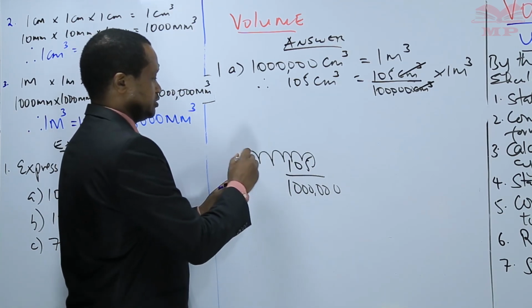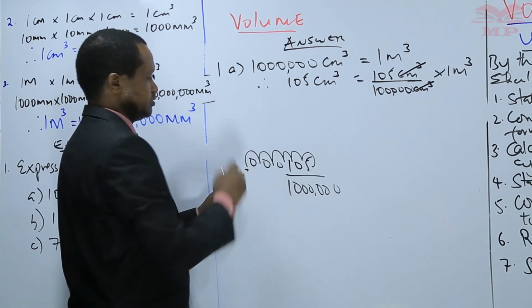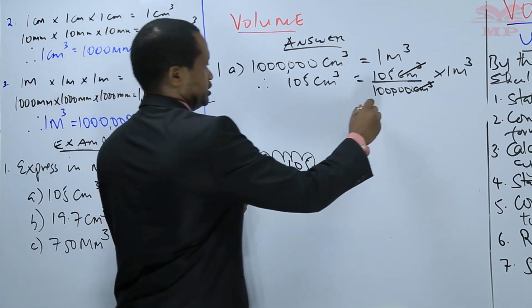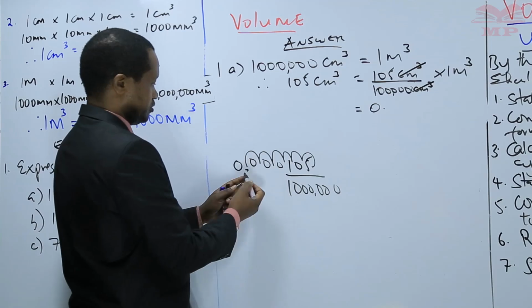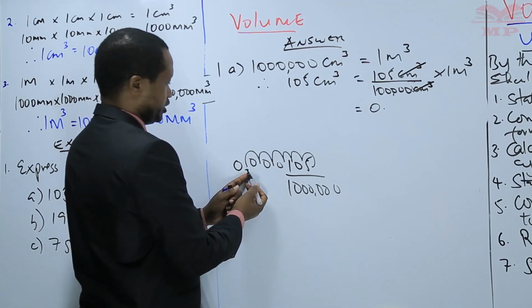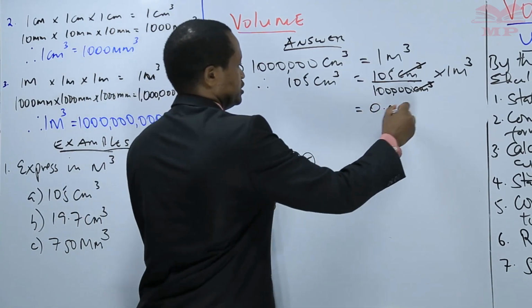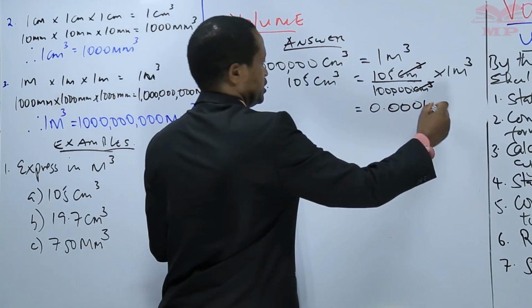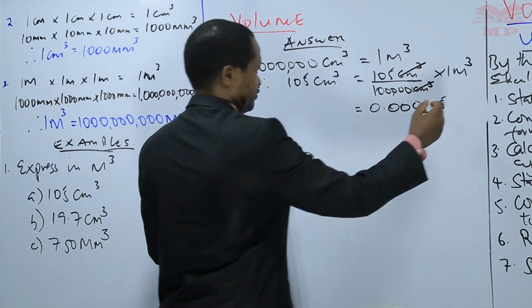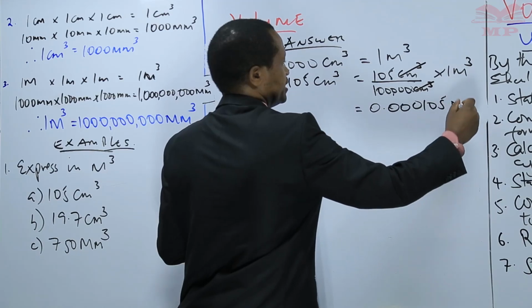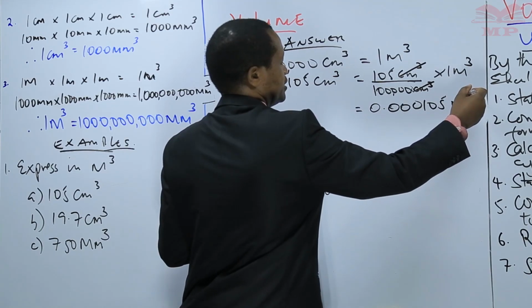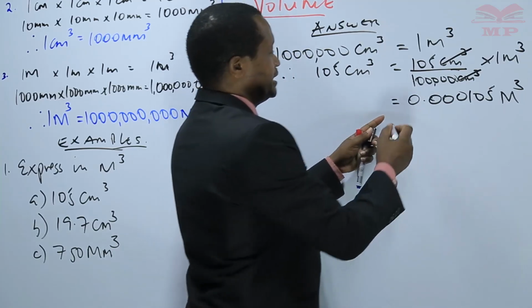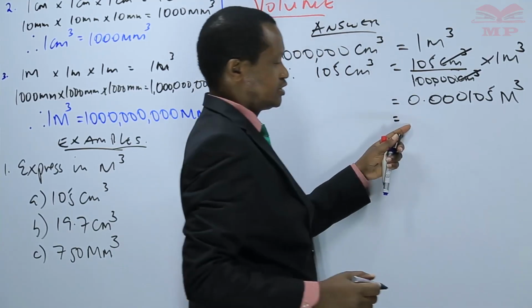So we write here 0, 0, 0. So this will be equal to 0.0000000105 cubic meters.